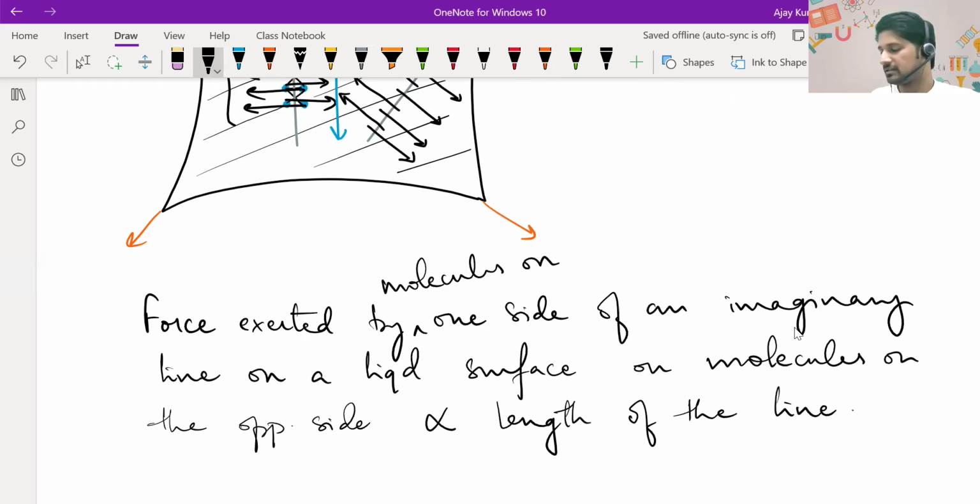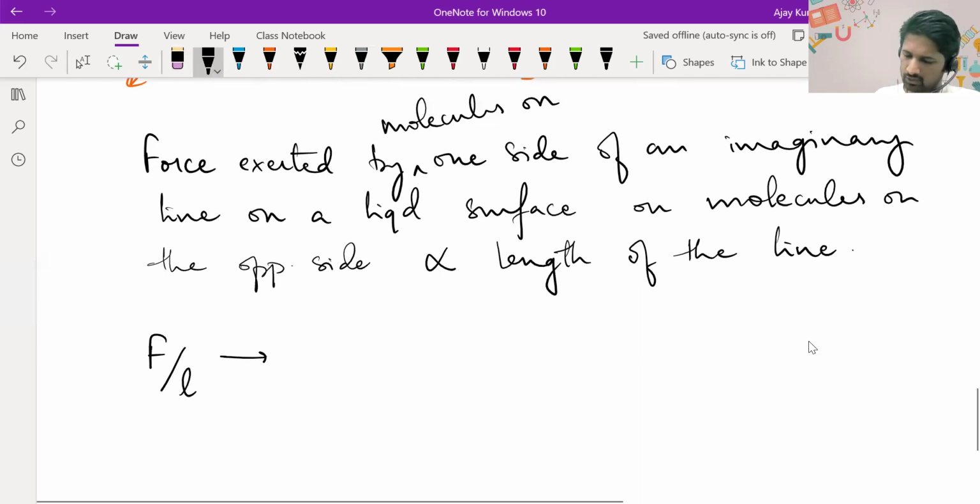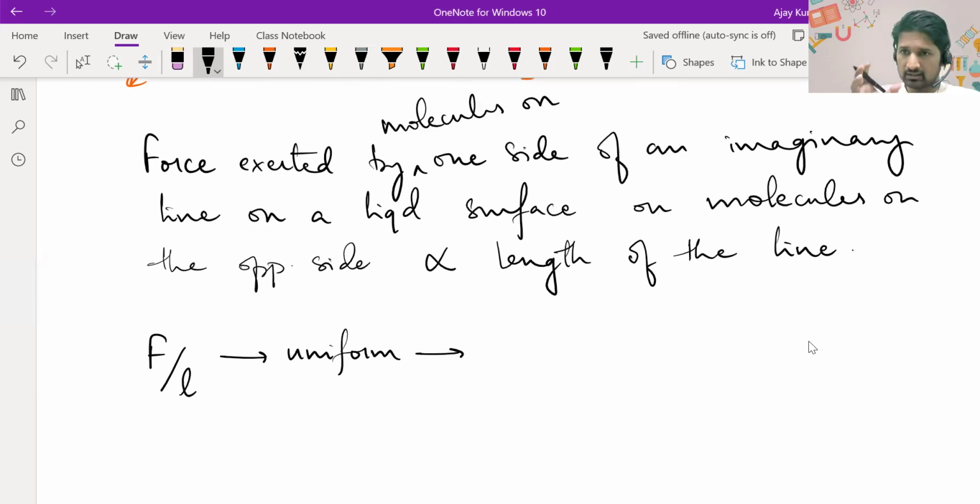Why? Because greater the length of the line, greater will be the number of molecules involved. So total force is proportional to length, but force per unit length will become constant. Or I should properly call it uniform. It will be the same everywhere. And this uniform term is a property of that liquid. It varies from liquid to liquid.